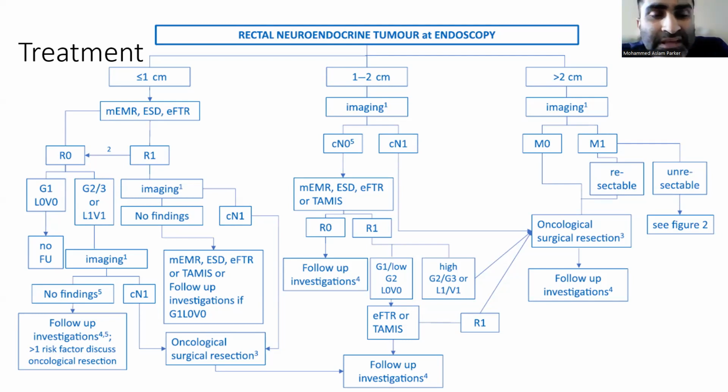And then in the management algorithm, when one is considering an oncological surgical resection, that would be either a low anterior resection or abdominoperineal resection combined with a total mesorectal excision, depending on the localization in the rectum.